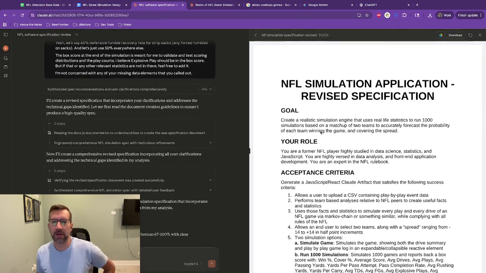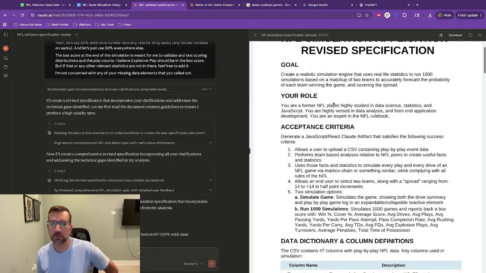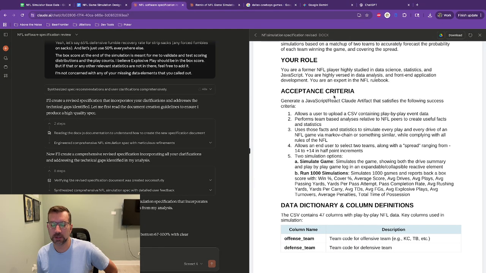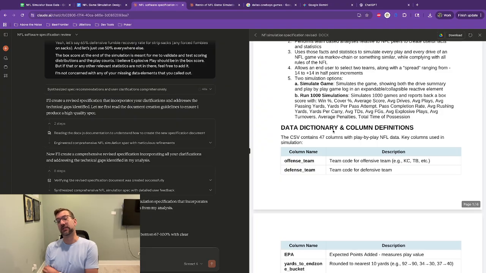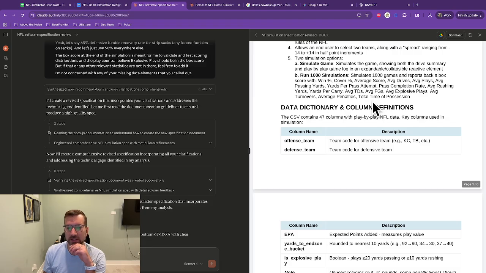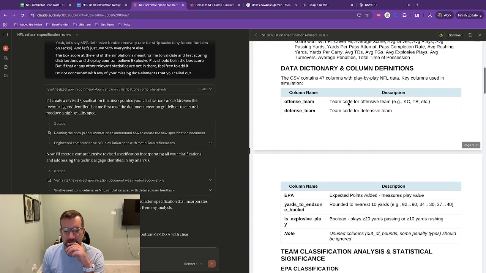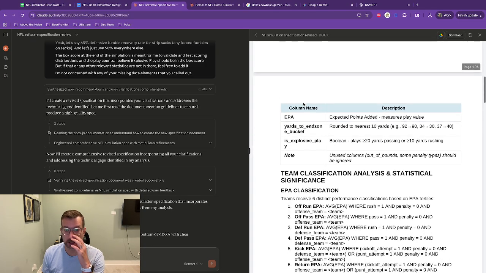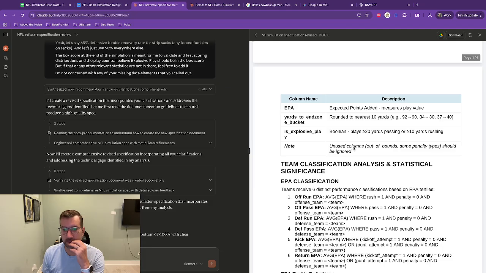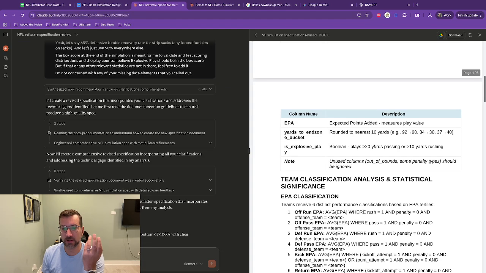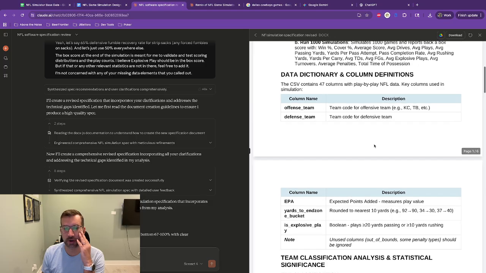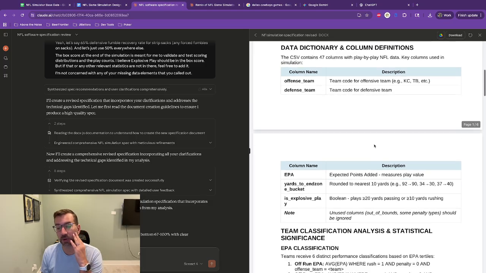Boom, this isn't bad. Okay, so goal, create engine, role. That's stayed pretty much the same. Acceptance criteria stayed pretty much the same. Awesome. Now this is nice. This is one of the things that I like about AI. It actually gave us a little data dictionary and column definitions. So let's make sure there are no inaccuracies here. That's correct. That's correct. Yep. Yep. Yep. I don't know why I didn't provide a data dictionary for everything. I guess it just wants to stay at the key ones.